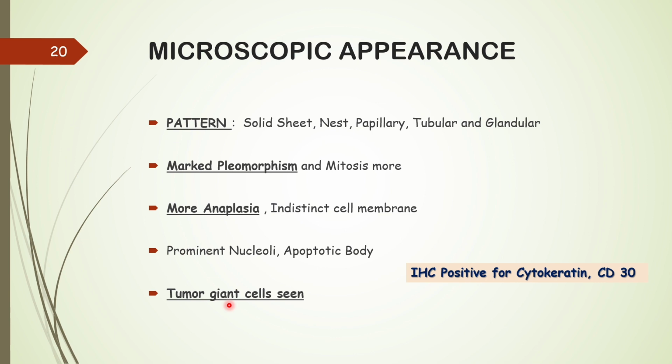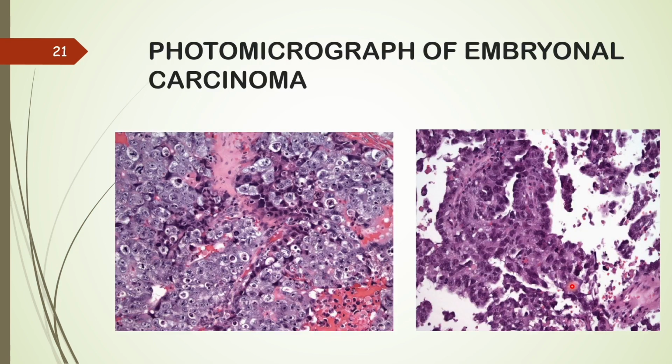If you are not familiar with what anaplasia is, then see my video on nomenclature of tumors first, so your fundamentals will be clear about anaplasia. IHC will be positive for cytokeratin and CD30. So again, this is a photomicrograph of embryonal carcinoma.